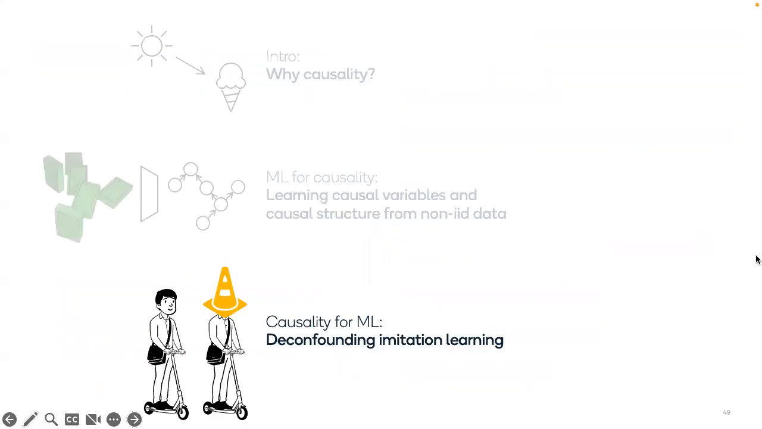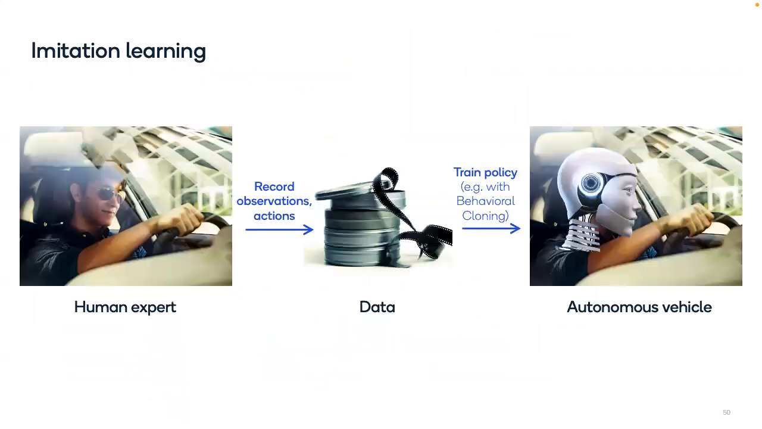Any questions before I go to the last part of the causality talk, where I talk about causality for machine learning? Excellent. Then let me jump straight in.